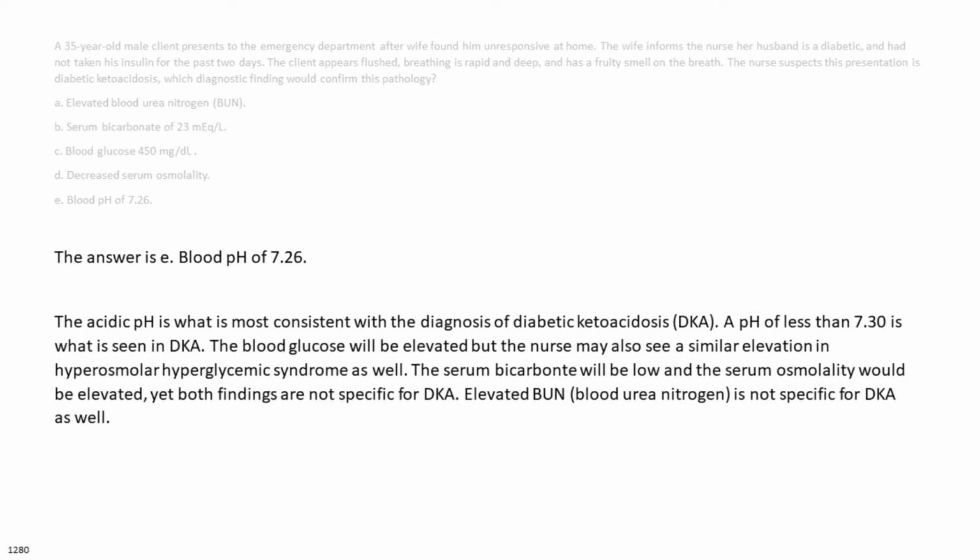The answer is E. Blood pH of 7.26. The acidic pH is what is most consistent with the diagnosis of diabetic ketoacidosis, DKA. A pH of less than 7.30 is what is seen in DKA. The blood glucose will be elevated, but the nurse may also see a similar elevation in hyperosmolar hyperglycemic syndrome as well. The serum bicarbonate will be low and the serum osmolality would be elevated, yet both findings are not specific for DKA. Elevated BUN, blood urea nitrogen, is not specific for DKA as well.